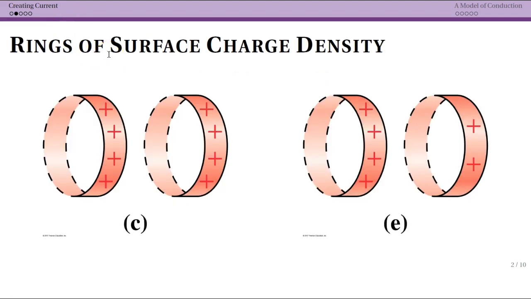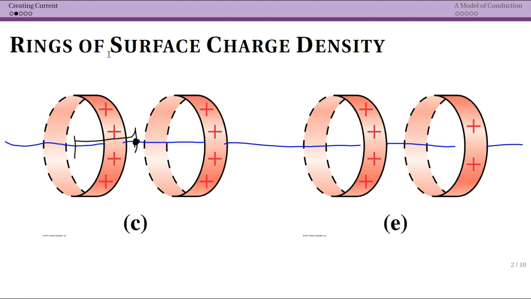So first, let's think about rings of charge, or you can think of this as rings of surface charge density. Now note that obviously this needs to be three-dimensional. We're kind of trying to do a side view. Three-dimensional drawing's hard, so try to understand what I'm attempting to show you two-dimensionally. Let's imagine an axis that is going through the center of these, right? So this is the central axis. And now imagine a point that is halfway between these.